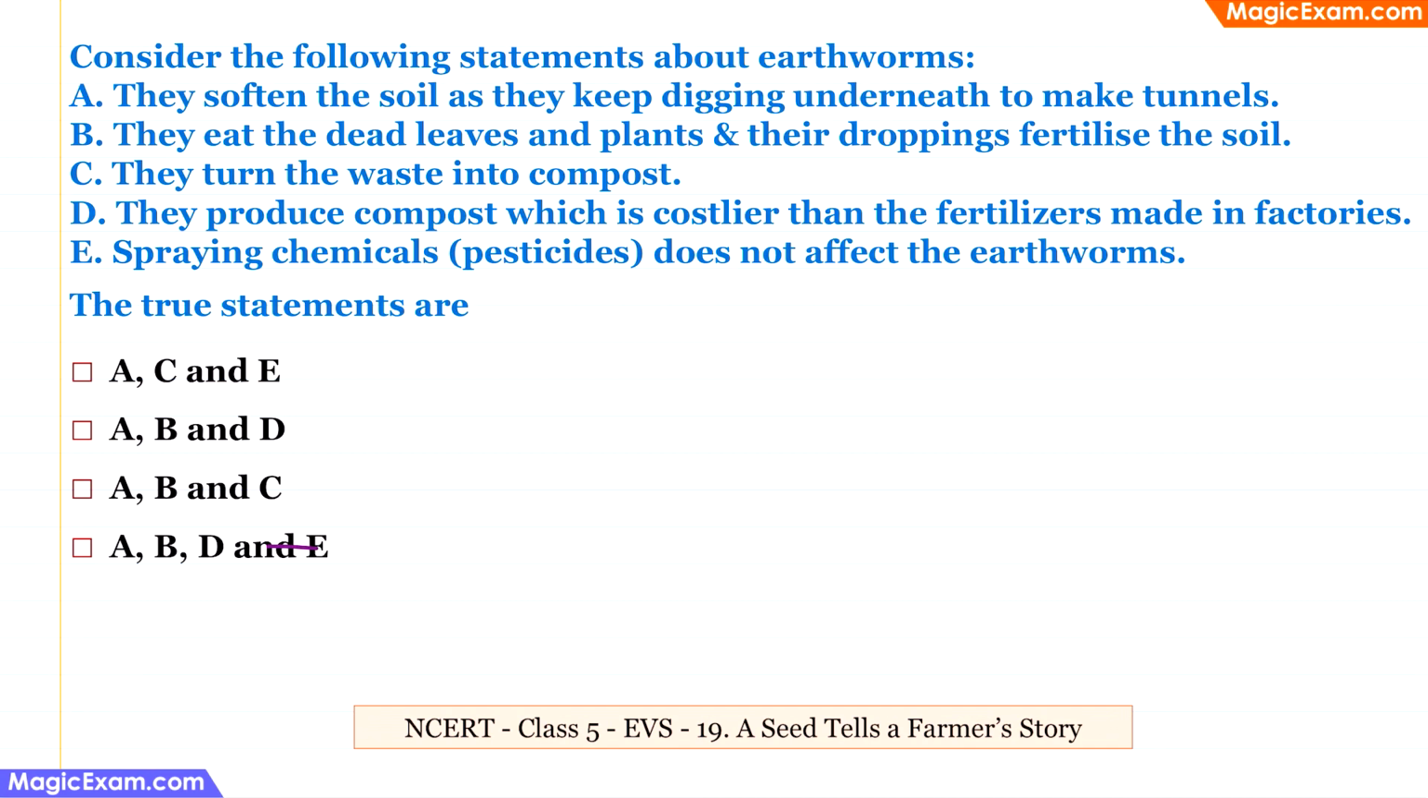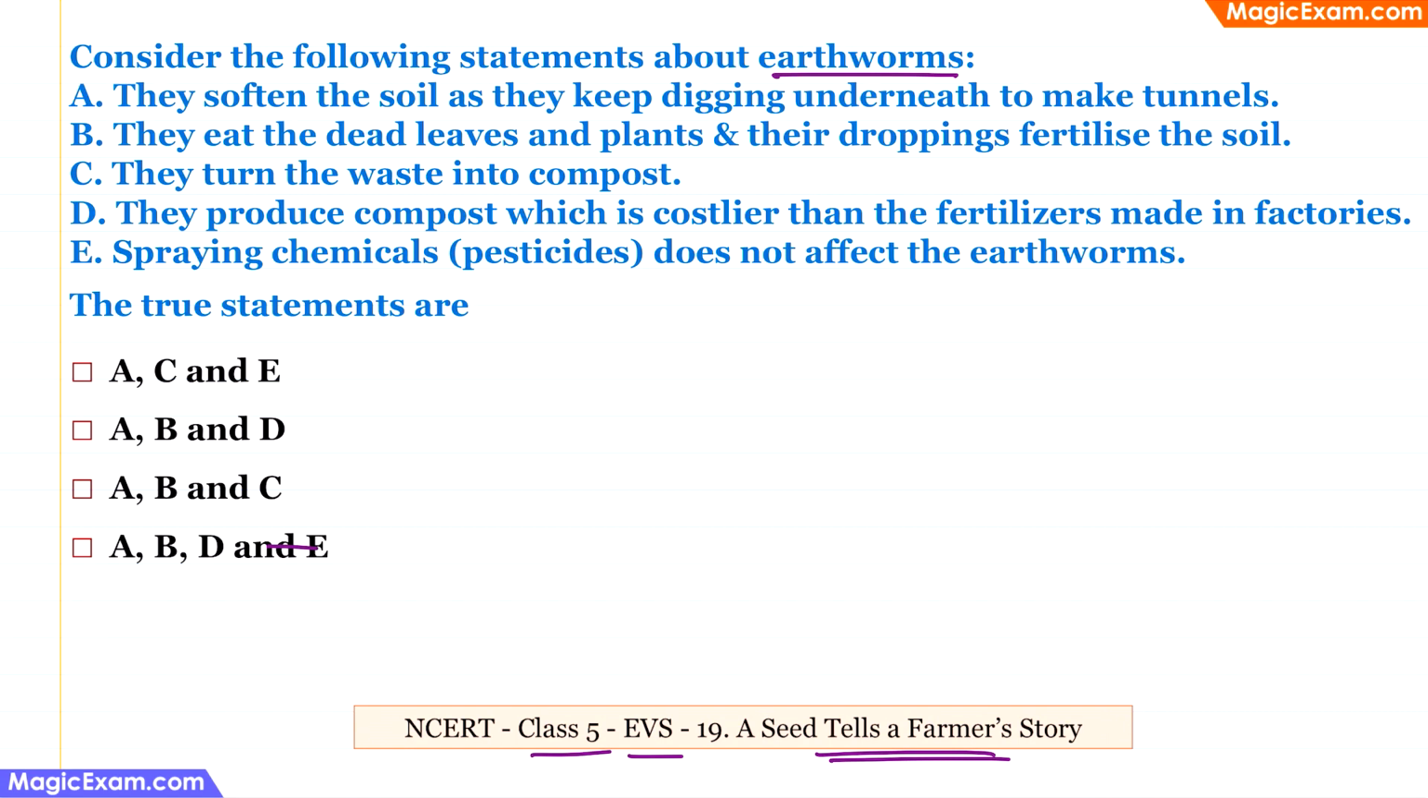Consider the following statement about earthworms. So if we have been given 5 statements and we have to identify which of these statements are correct about earthworms. This question has been taken from the class 5 EVS textbook from a chapter called A Seed Tells a Farmer's Story, in which there is some information given about earthworms and how they can help farmers, how they convert waste material, that is dead leaves and plants, into fertilizer.